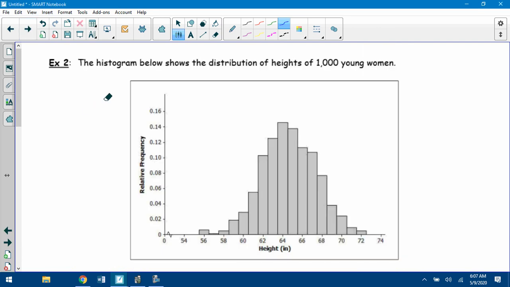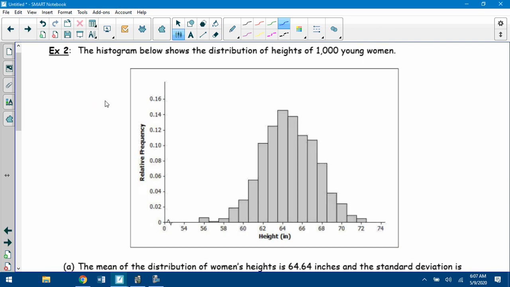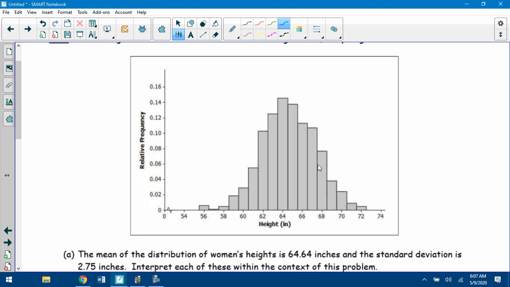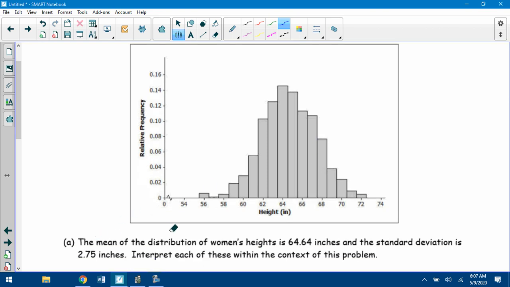The histogram below shows the distribution of heights of 1,000 young women. So it's kind of a histogram. The mean of the distribution of women's heights is 64.64 inches, and the standard deviation is 2.75 inches. Interpret each of these within the context of the problem.